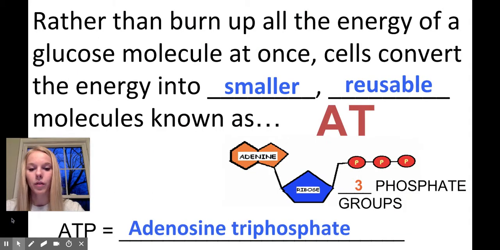Rather than burn up all the energy of a glucose molecule at once, cells convert the energy into smaller reusable molecules known as ATP. ATP stands for adenosine triphosphate. The tri in triphosphate stands for 3, telling you that there are 3 phosphate groups.